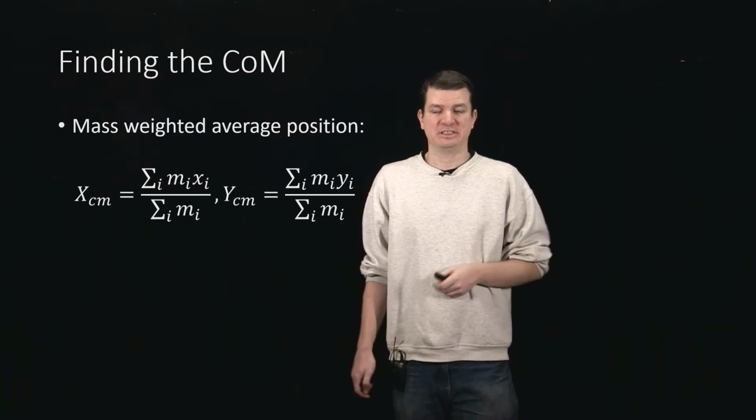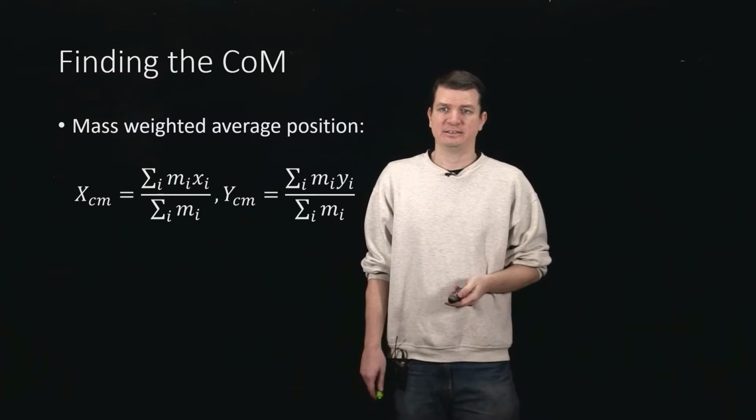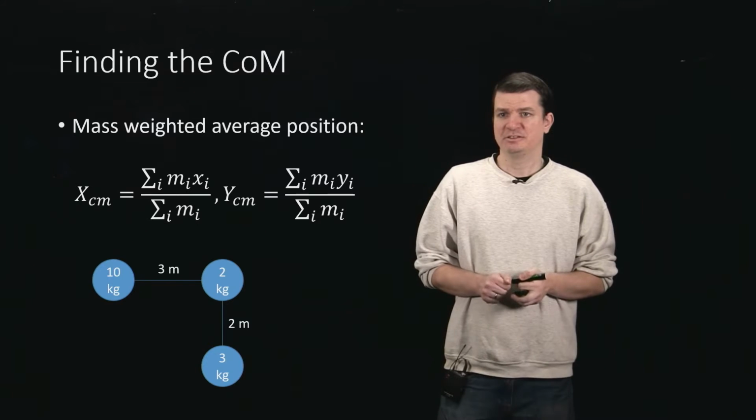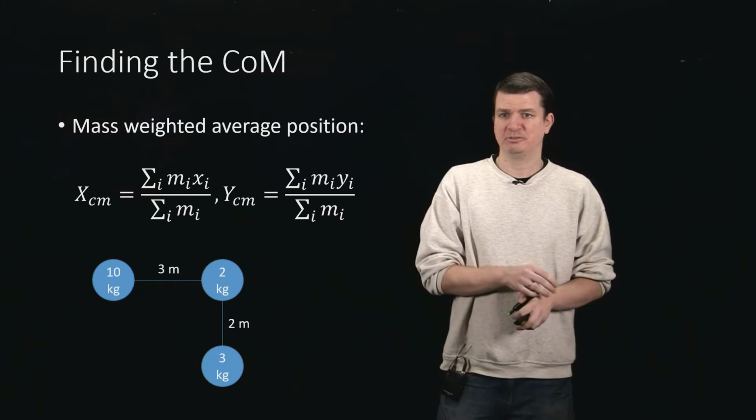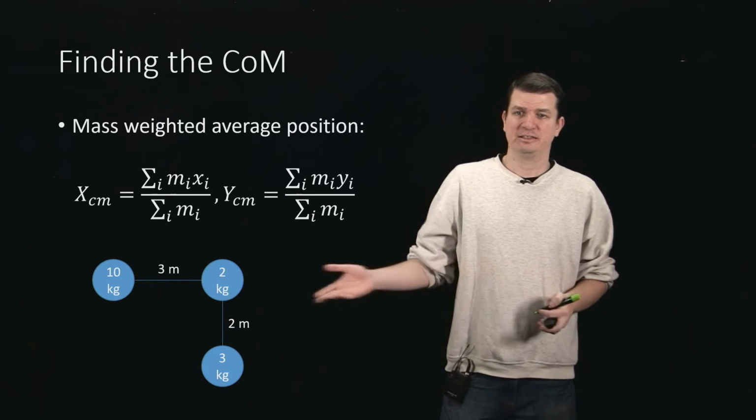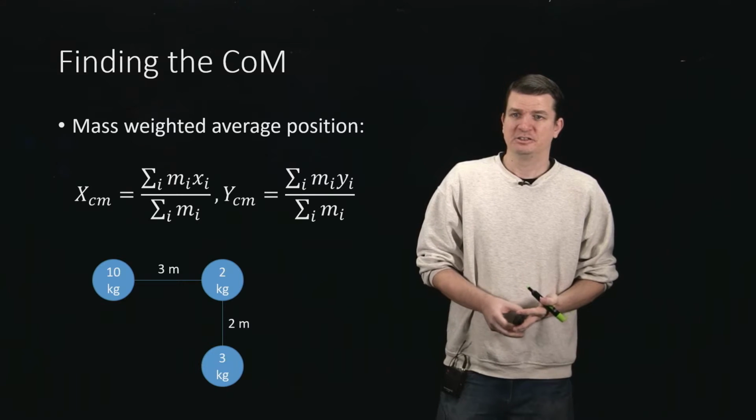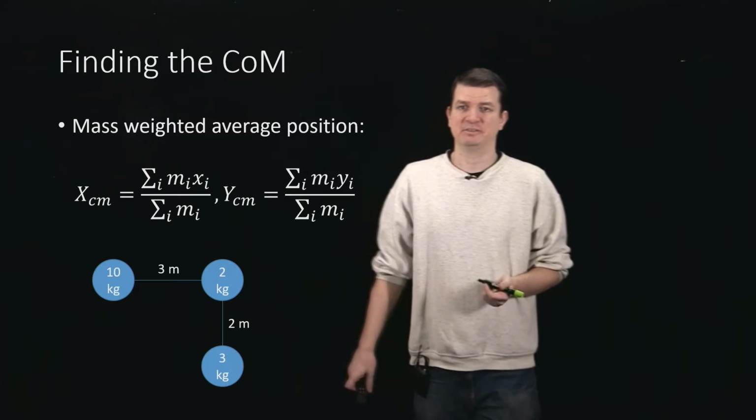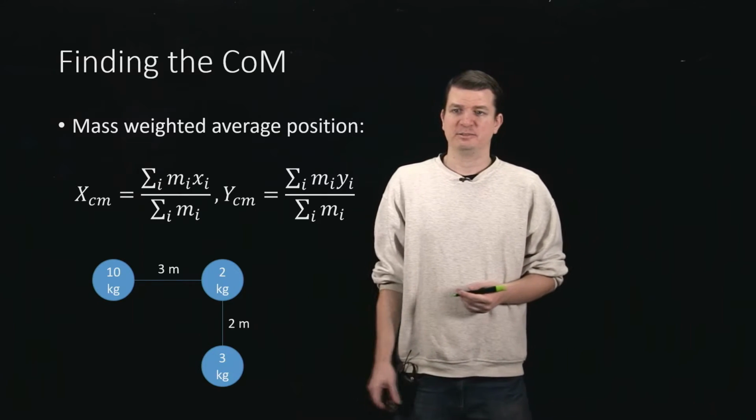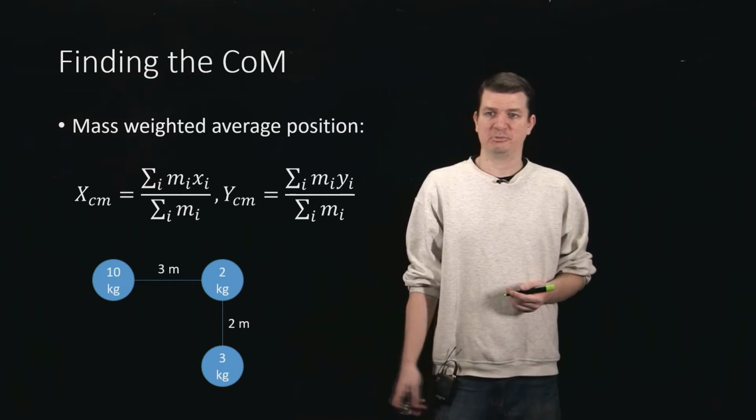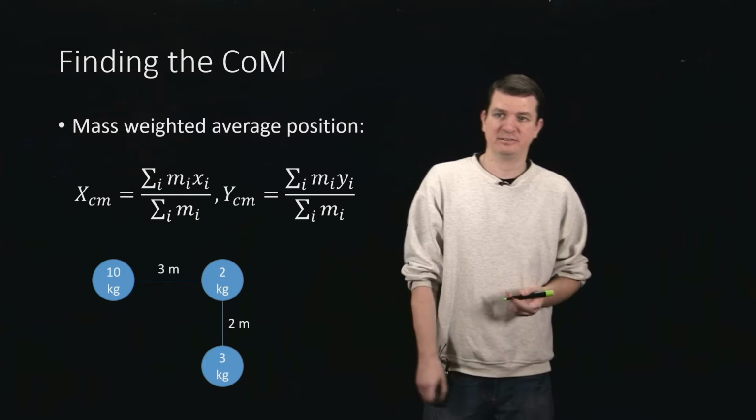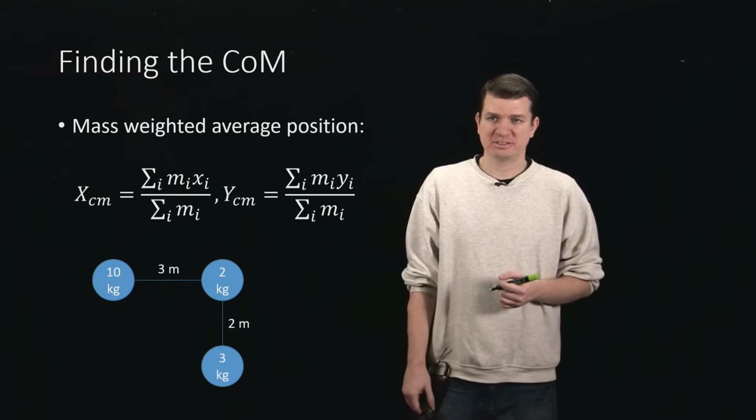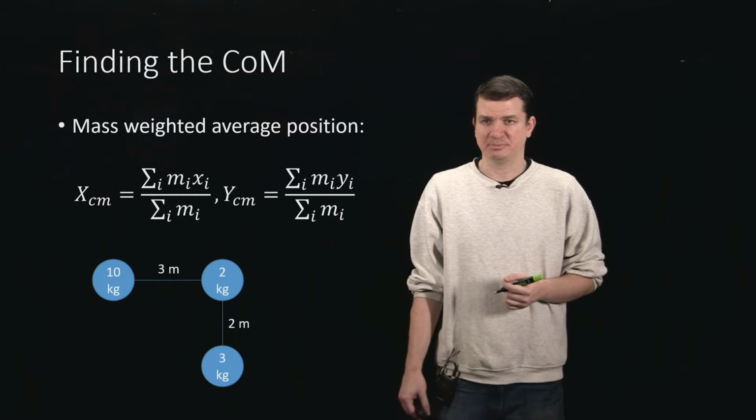And I could talk about this equation all day. The best way to understand what's going on here is to see an example. So let's go ahead and do one example. Suppose I've got a 10 kilogram mass, a 2 kilogram mass, and a 3 kilogram mass, as shown there. Just oriented so that the 10 kilogram mass is 3 meters off to the left of the 2 kilogram mass, and similarly the 3 kilogram mass is 2 meters below that 2 kilogram mass. So the question is, where is the center of mass of this system?